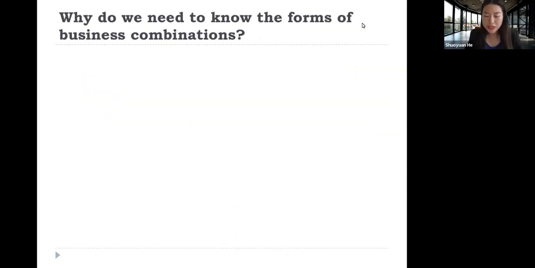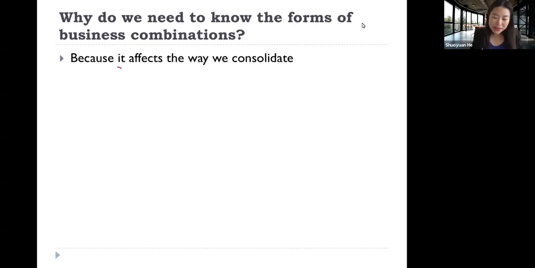So why do we need to know the forms of business combination? We just talked about there are 4 forms of business combinations. Why do we need to talk about those in our accounting class? Why do we need to know those 4 different forms? The answer is because it affects the way we consolidate. As accountants, we care about how to do consolidation, and the kind of business combination firms engage in will affect the way we consolidate. That's why we need to know about it.